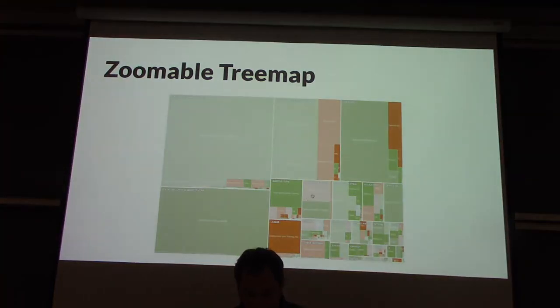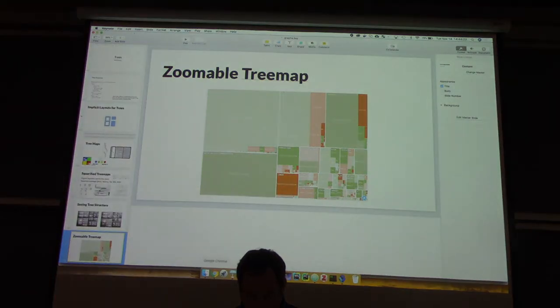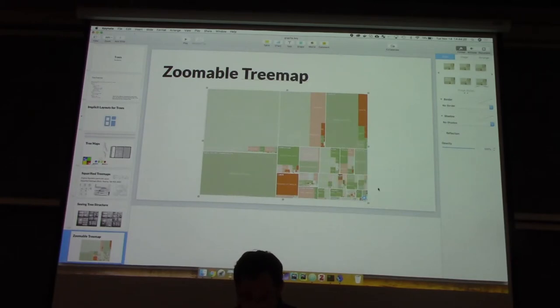This is an example for a zoomable tree map from the New York Times.